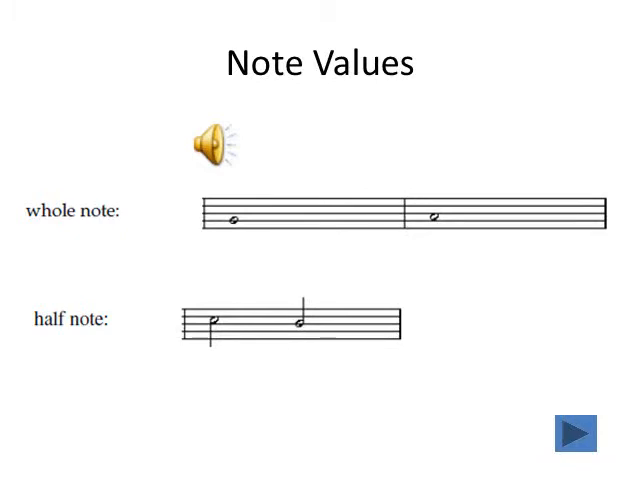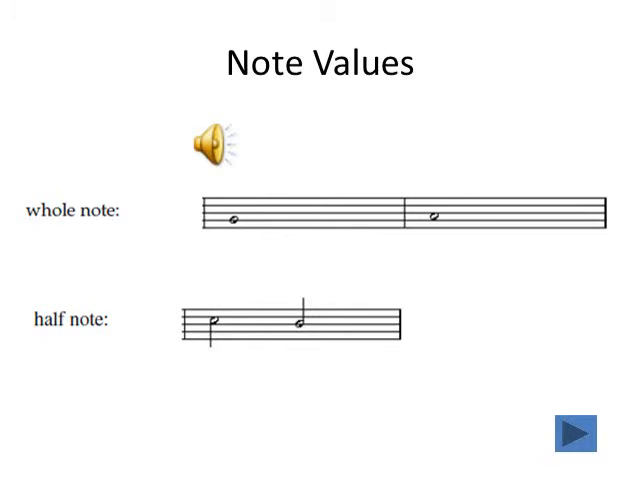This slide shows you whole notes and half notes. A whole note looks a bit like a squashed egg. It doesn't have a stem and it's hollow or white. A half note is the same but has a stem. A whole note is held for all 4 beats in a bar with 4/4 time. A half note is 2 beats. It has half the value of a whole note, and that's why we refer to it as a half note.